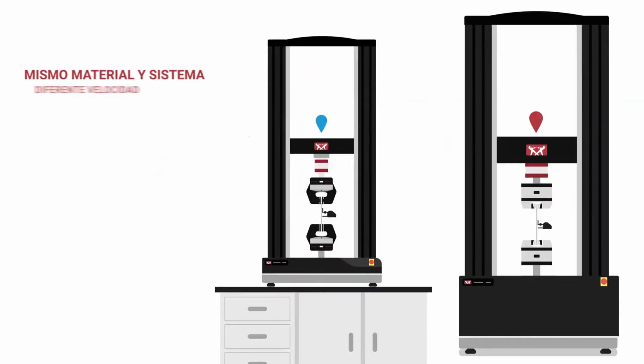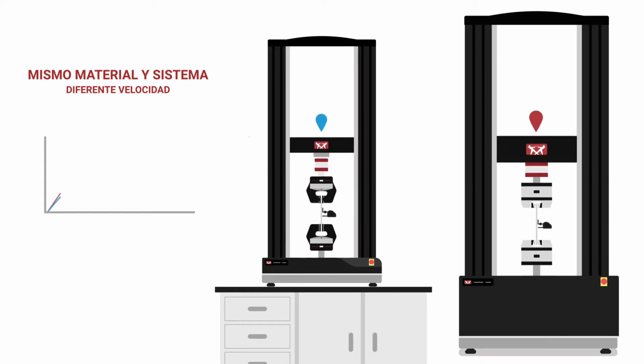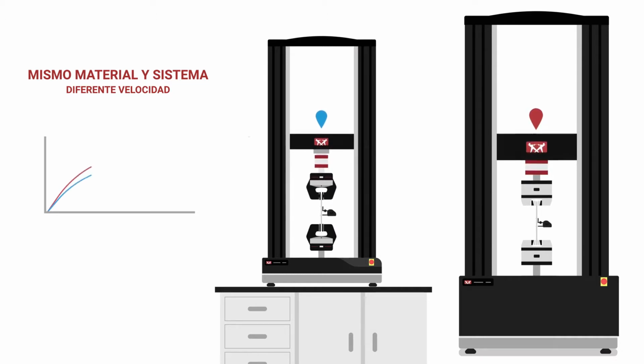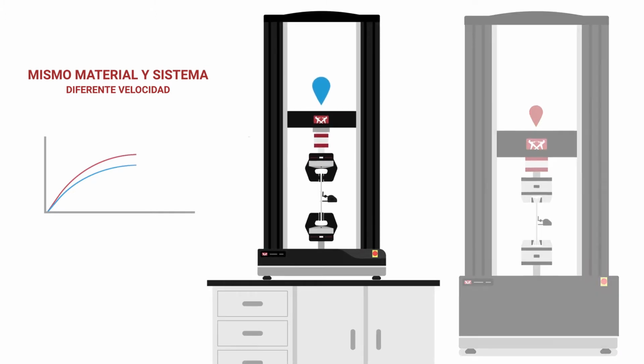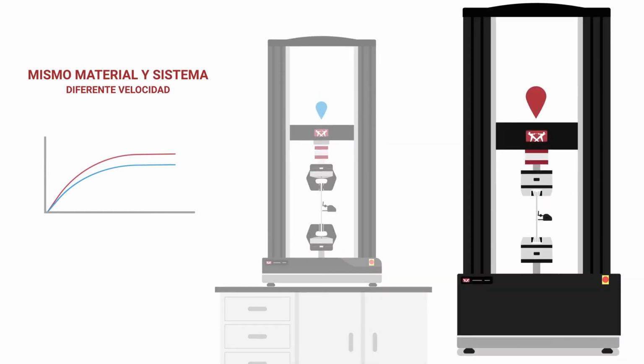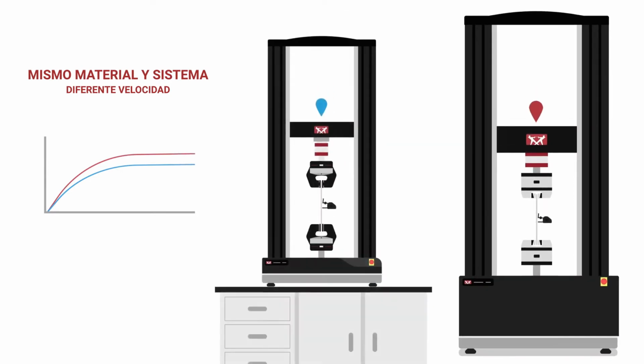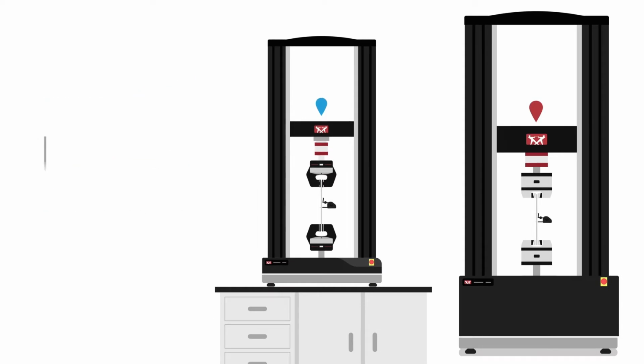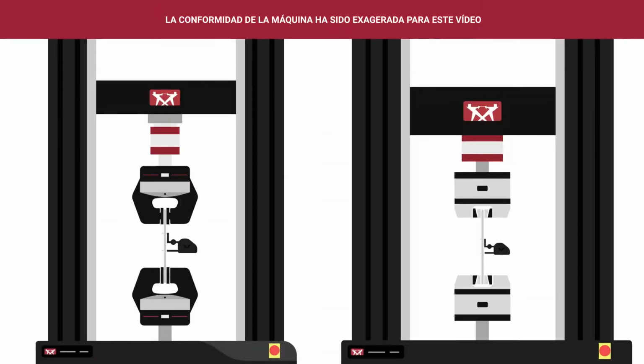Now let's take two samples of the same grade of material and test them on two different machines running at the same crosshead speed. If we were to plot the stress-strain curve from the two different systems, you would start to notice a difference in results. On this system, the yield strength is 300 megapascal, whereas on this system, the yield strength could be up to 10% higher. This is because the machine compliance, or stiffness, has an effect on the strain rate of the test.